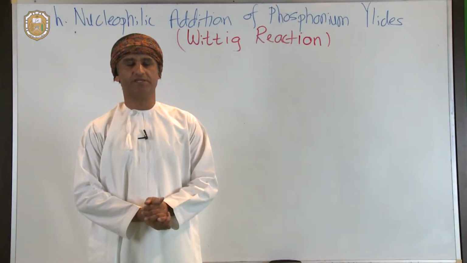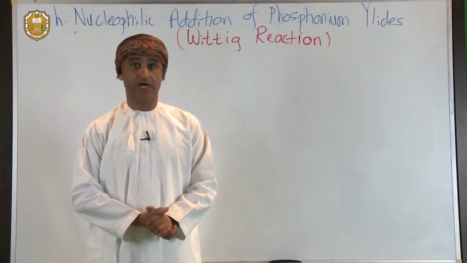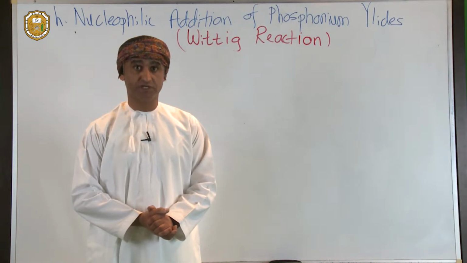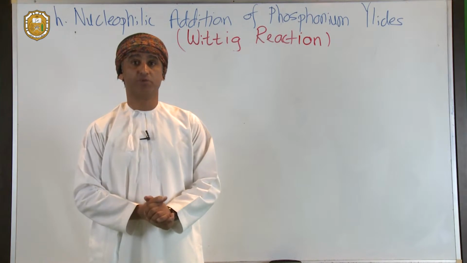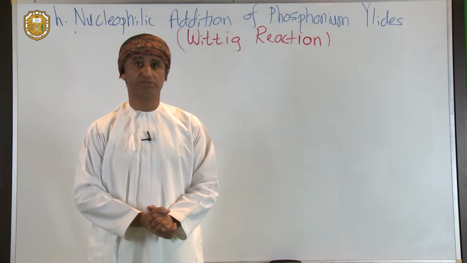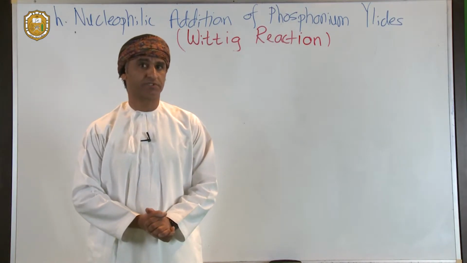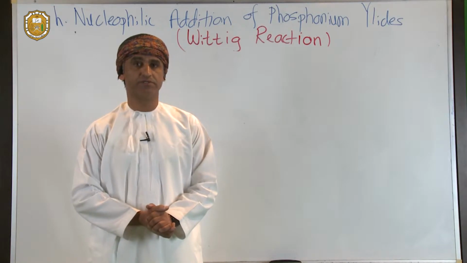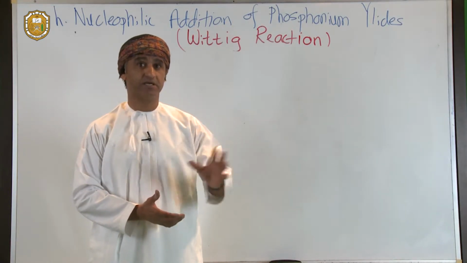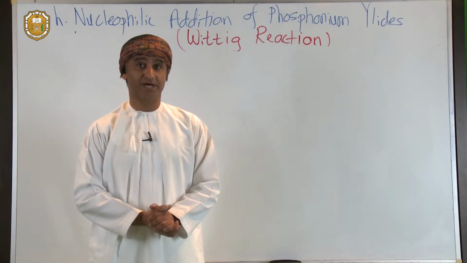The next nucleophilic addition reaction that we will talk about is reactions of aldehydes and ketones with phosphonium ylides to produce alkenes. This reaction is well known as the Wittig reaction, which is a Nobel Prize winning reaction. It's a remarkable reaction because it allows the transformation of aldehydes and ketones into alkenes with additional carbons by reaction of aldehydes and ketones with phosphonium ylides.